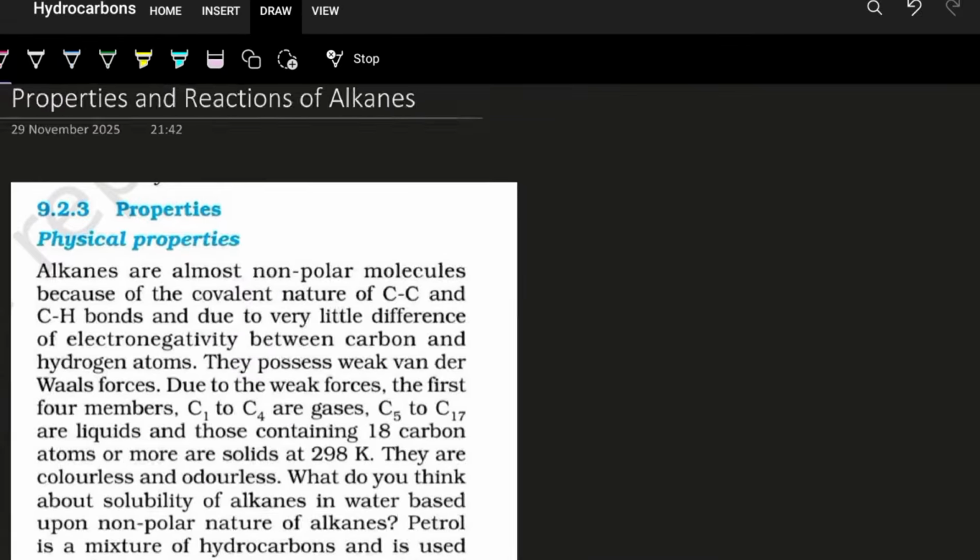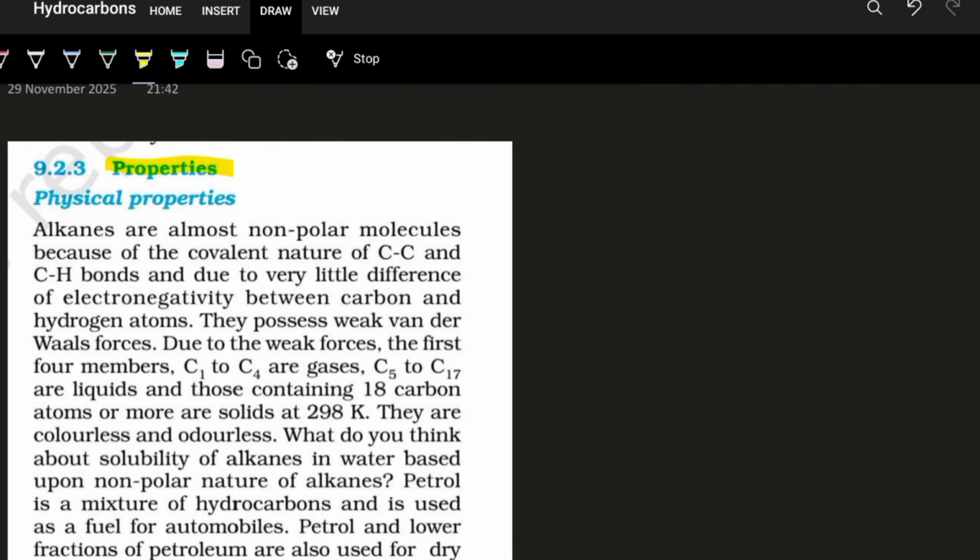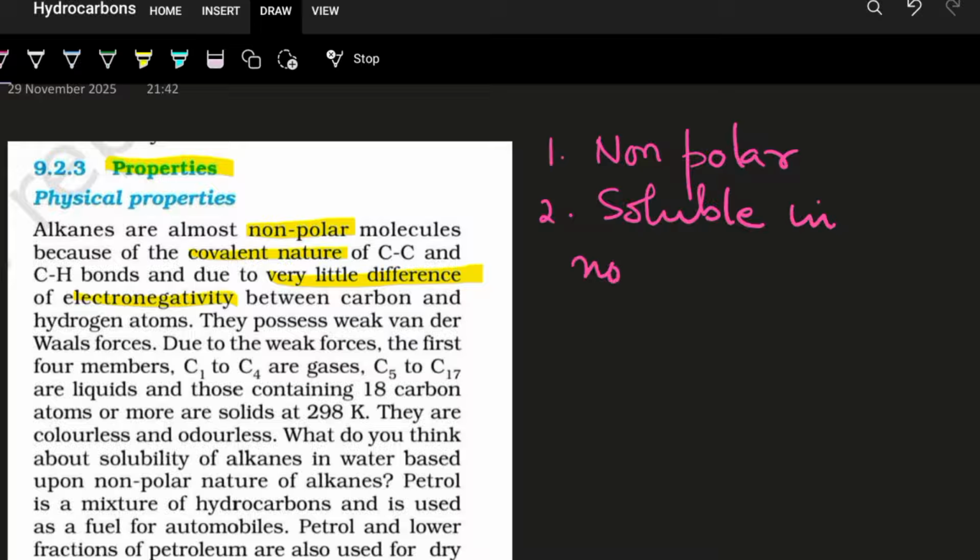Today's topic is properties and reactions of alkanes. When we talk about properties of alkanes, we should know that most of them, or I'll say almost all of them, are non-polar molecules because they contain all covalent bonds, be it carbon-carbon or carbon-hydrogen, due to very less electronegativity difference. So the first thing I said is they are non-polar in nature. Since they are non-polar in nature, they are soluble in non-polar solvents.